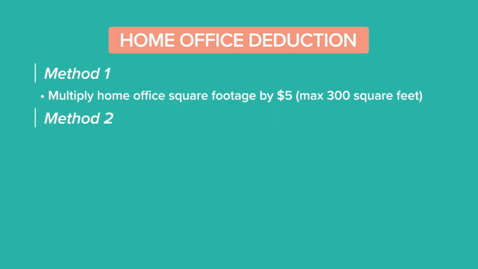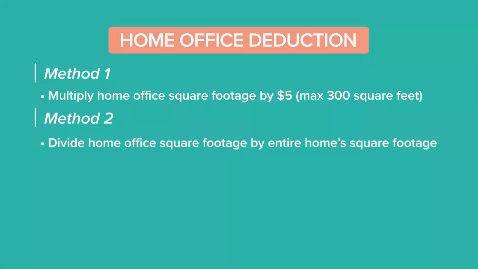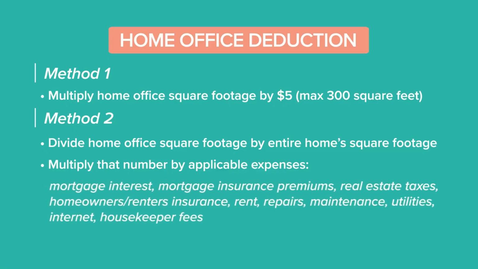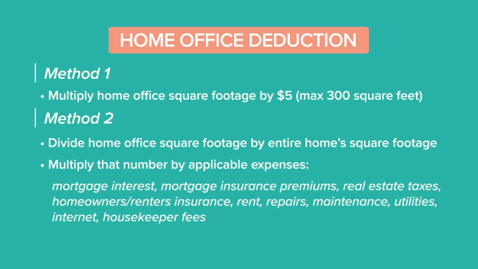The second method is the one that's a little more complicated. With this one, you'll start by dividing the home office square footage by the entire home's square footage. Then you'll multiply that number by all of your home expenses, things like mortgage interest, rent, utilities, internet, and even a housekeeper's fee. Now, let's look at the business auto deduction.